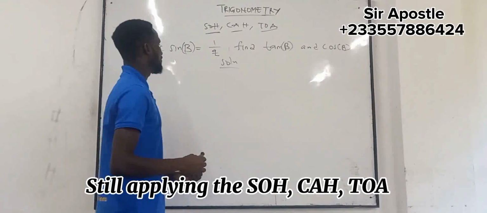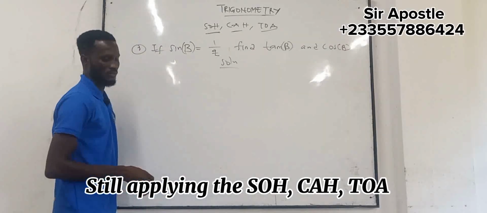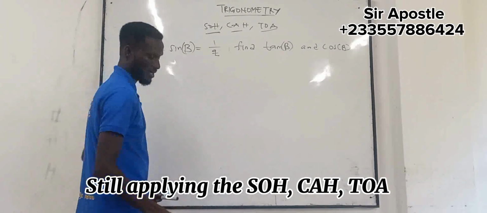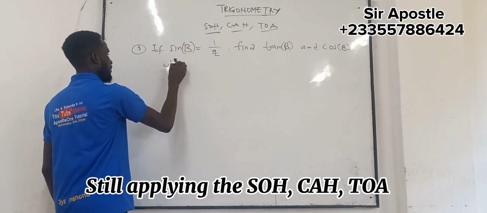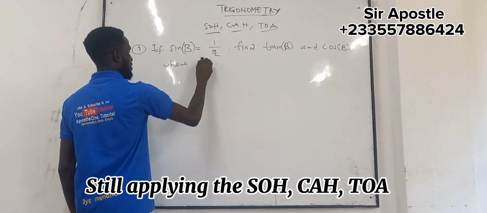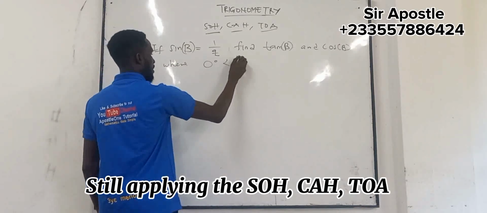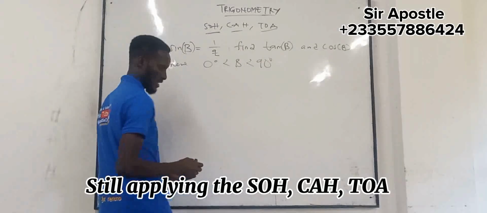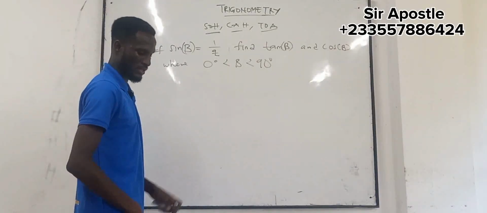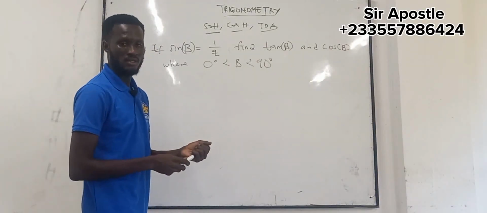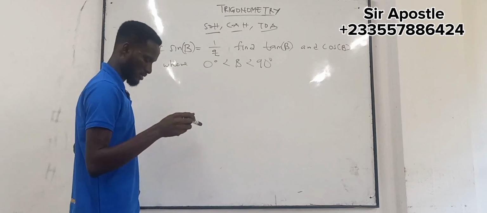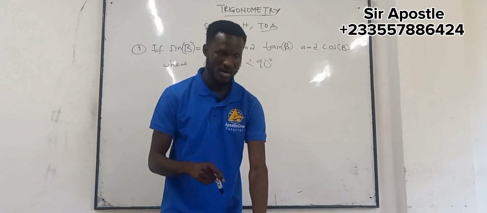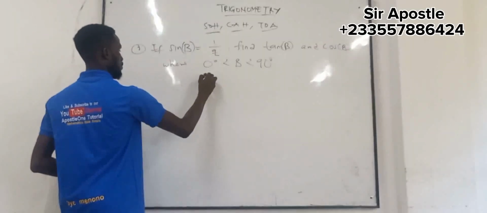Solution. Okay, let me define the angle where B is between 0 and 90 degrees. It means B is an acute angle. It is in the first quadrant. Now let's move on.